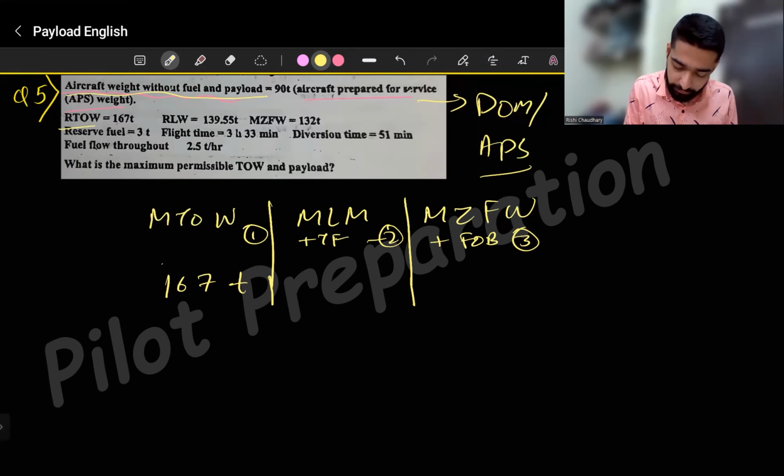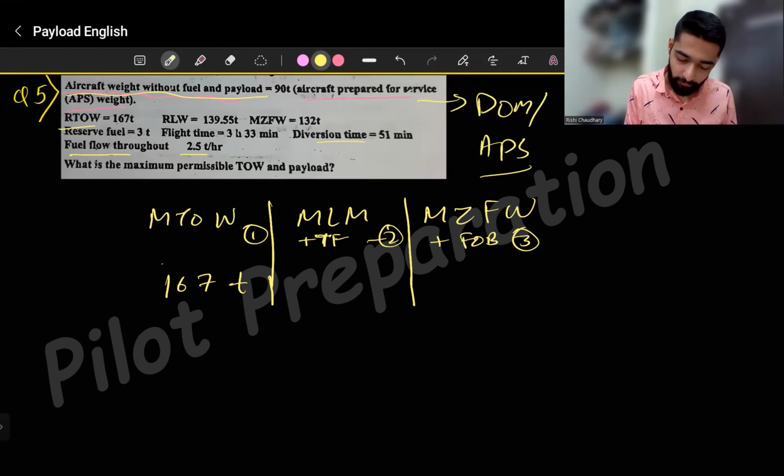I am given reserve fuel, flight timing, and diversion timing. Fuel flow throughout is 2.5 ton per hour. This doesn't sound like a very straightforward question, does it? It has timings, isn't it? So it is not a very straightforward question, though it is not a very tough question again.